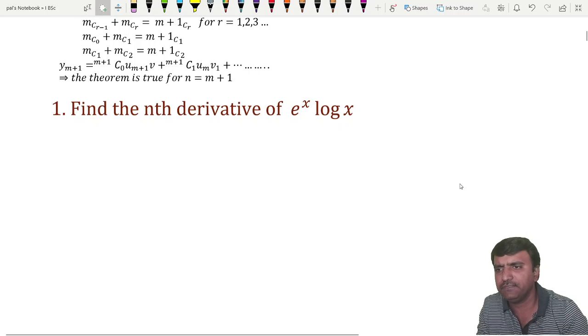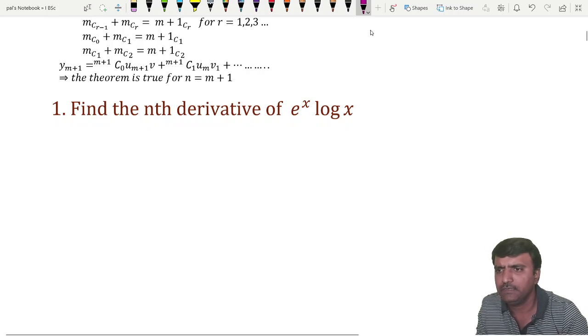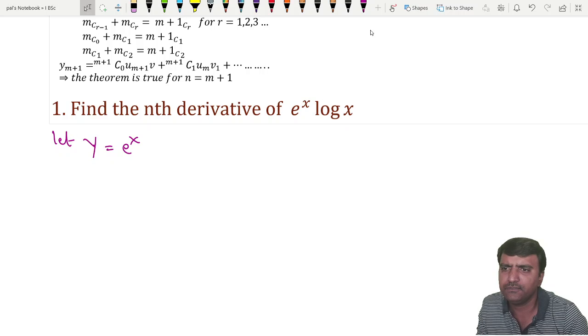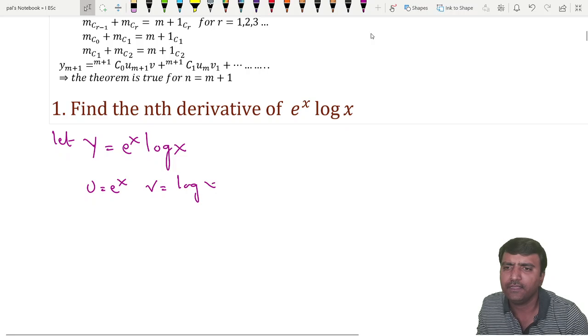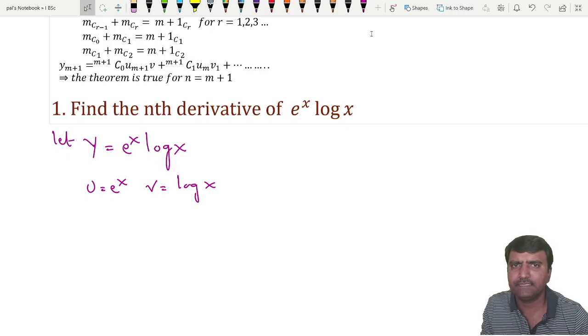First, take the given function as y. Let the given function be y is equal to e to the power of x into log x. Here you take u is equal to e to the power of x, v is equal to log x. You can place u in terms of v, v in terms of u, in the expansion of the Leibniz theorem.